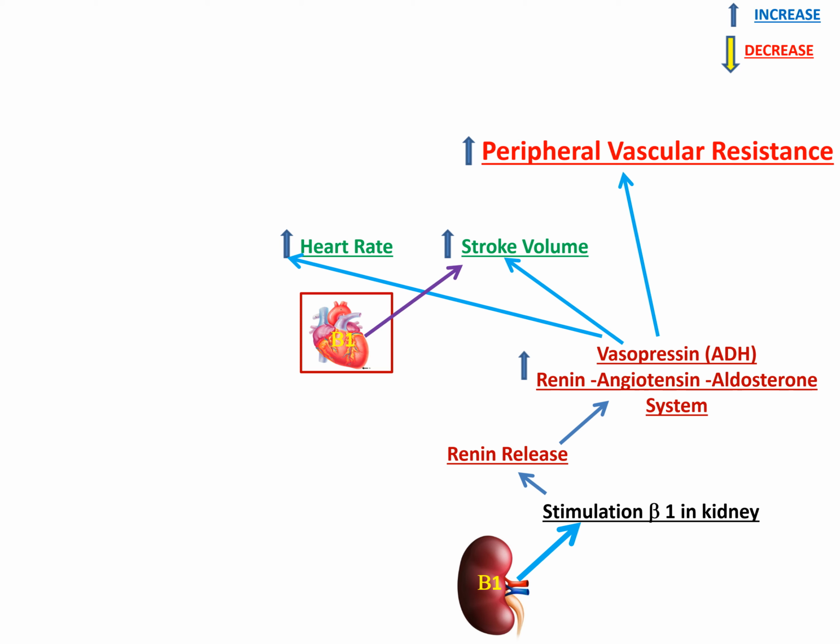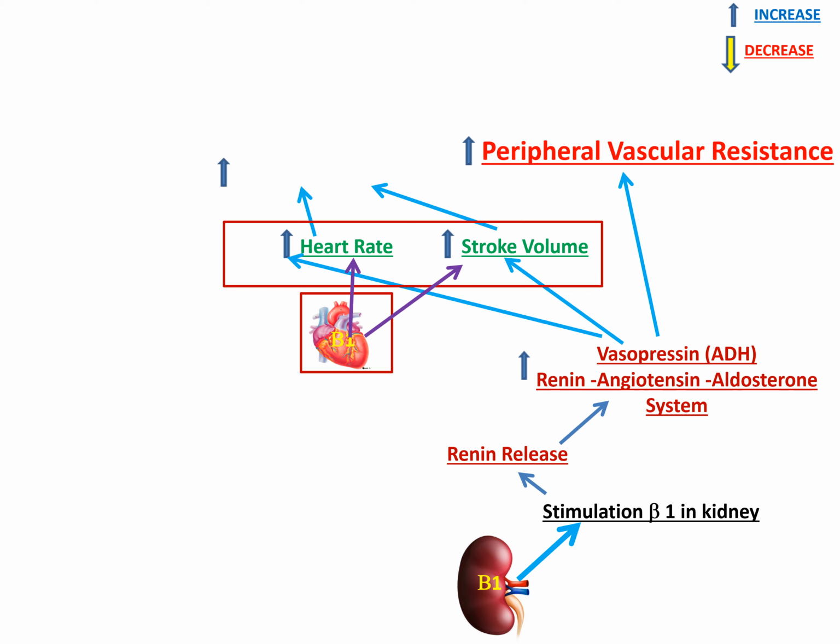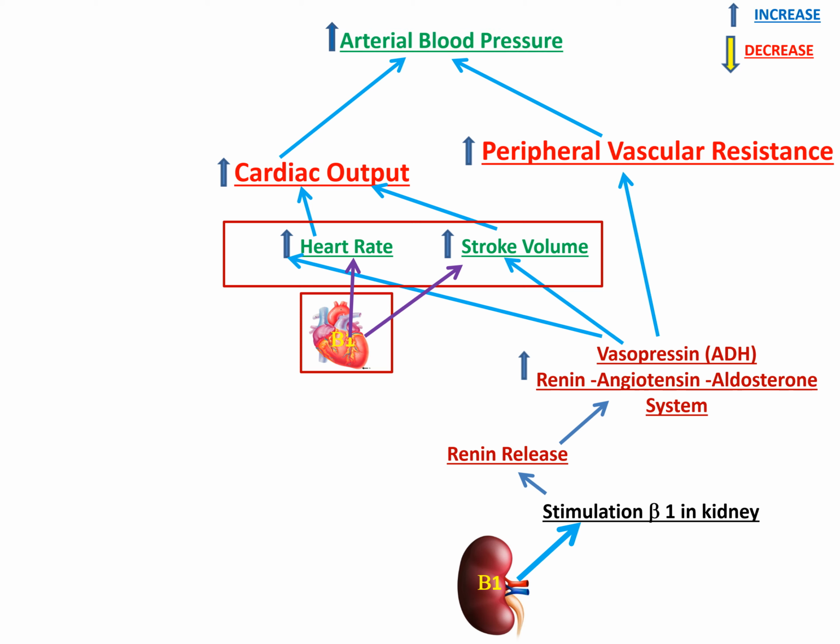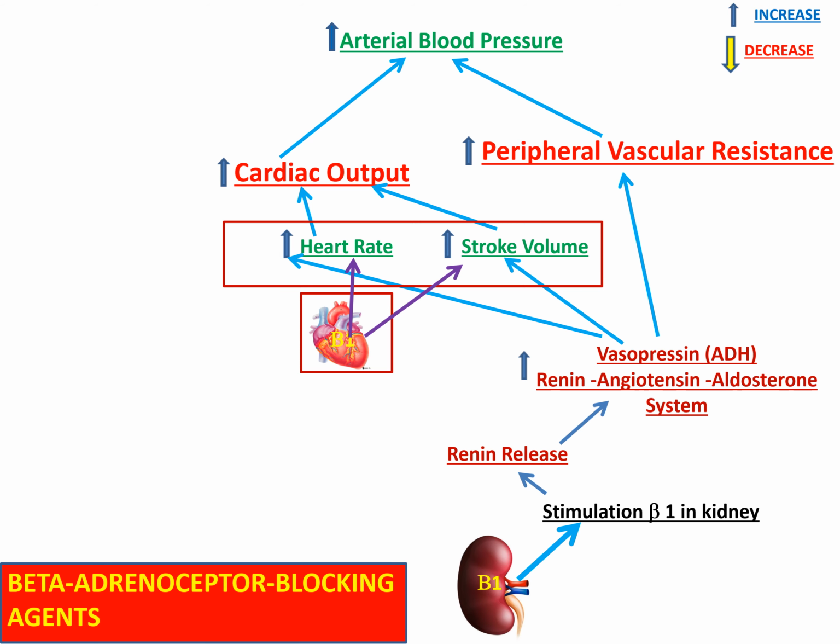The stimulation of the beta-1 receptors also will lead to an increase in the stroke volume and an increase in the heart rate. So all of that, the increase in the stroke volume and the increase in heart rate, will lead to an increase in cardiac output. So besides an increase in peripheral vascular resistance, that will lead to an increase in the arterial blood pressure or the afterload.